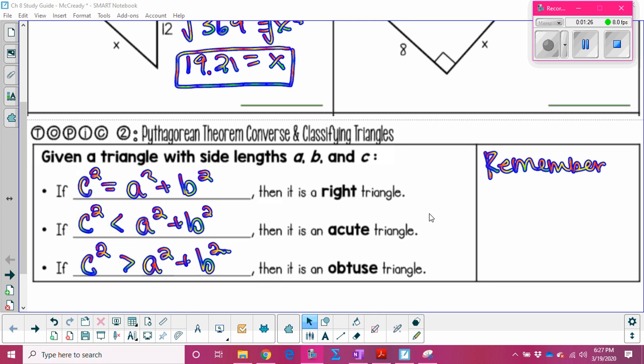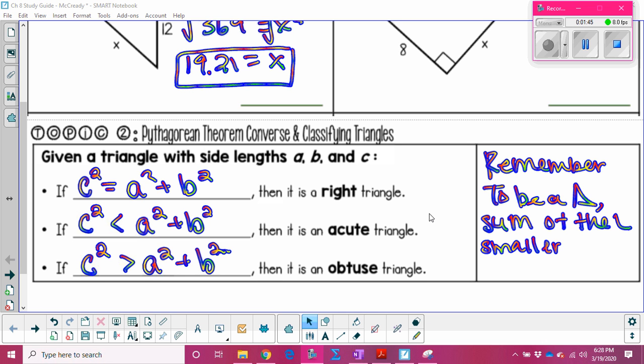Okay, so one thing I want to make sure that y'all do remember is that in order to be a triangle, the sum of the two smaller sides must be greater than the third largest side.